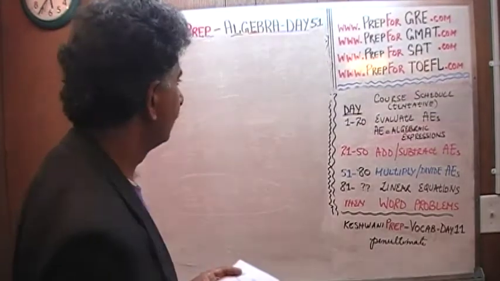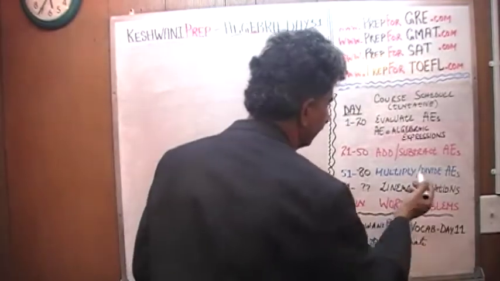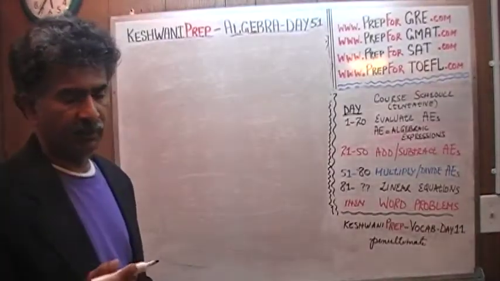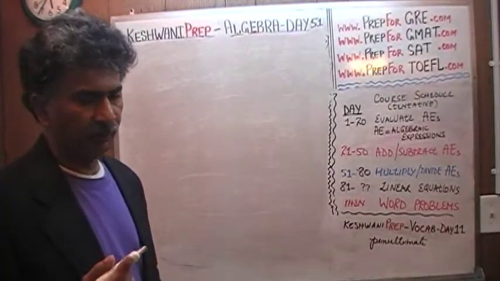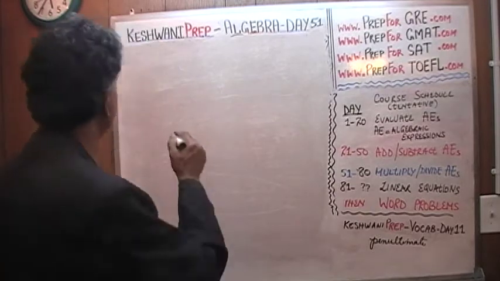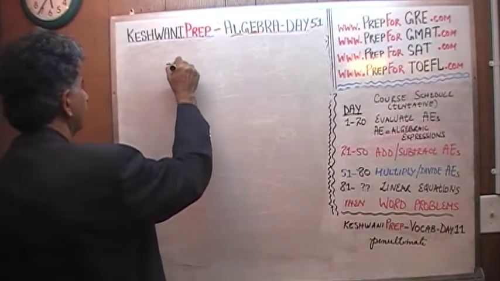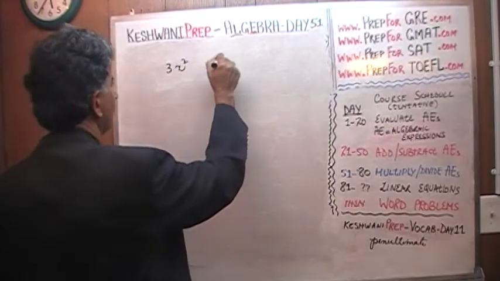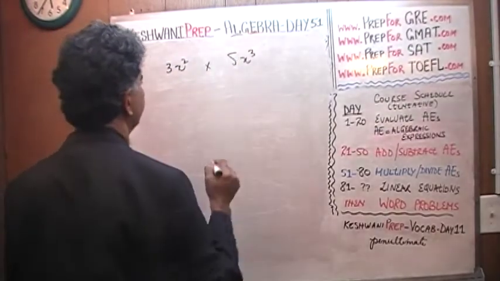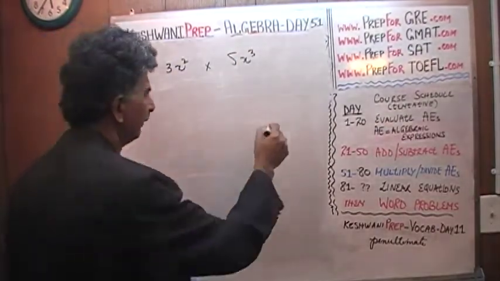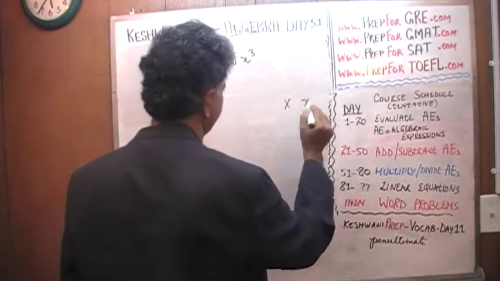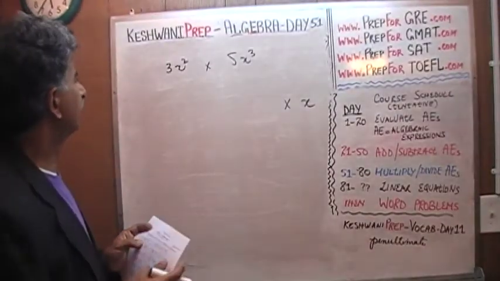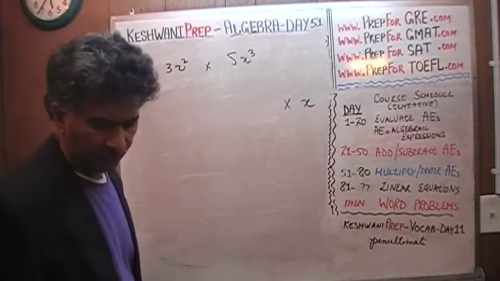Here's the first problem. So we are learning how to multiply and divide algebraic expressions. As I already said in the beginning, they're going to be very simple, very straightforward problems. So here's the first one. The question is, how much is 3x squared times 5x cubed? Now this is my multiplication sign, times, and this is my x. Keep it separate. 3x squared times 5x cubed.